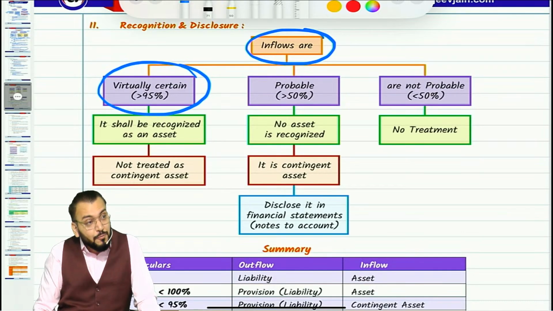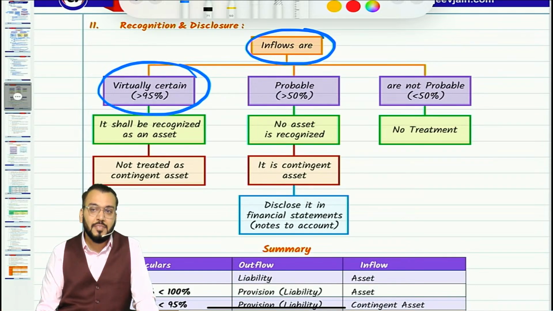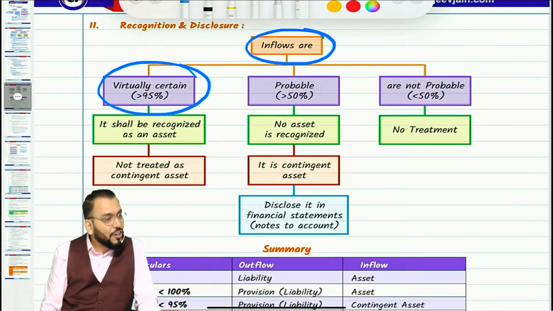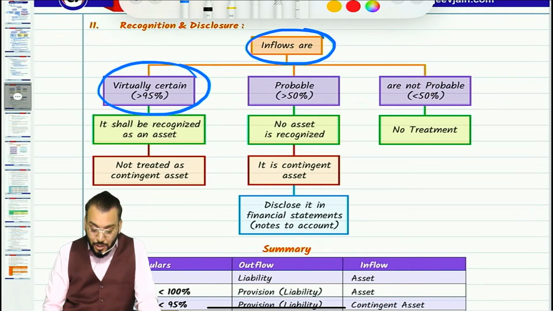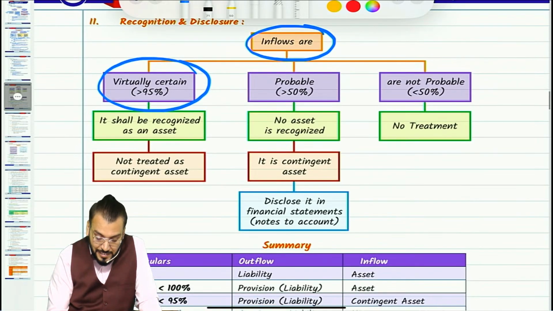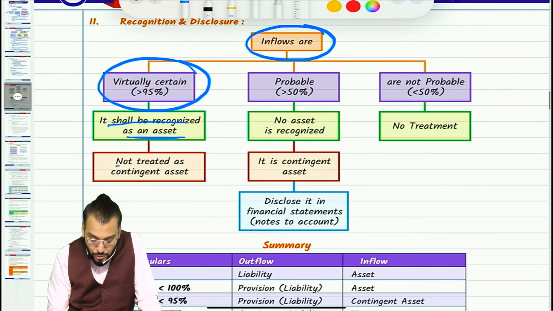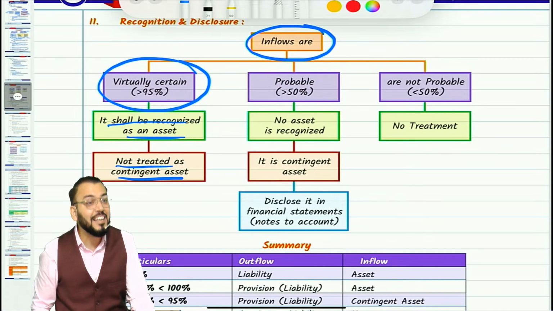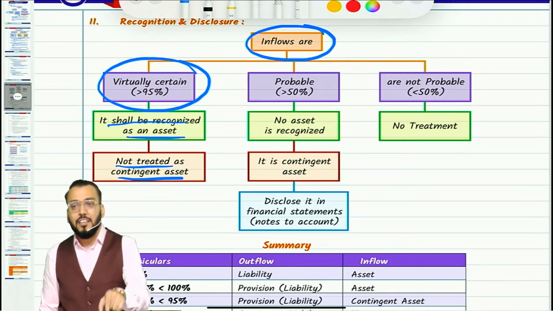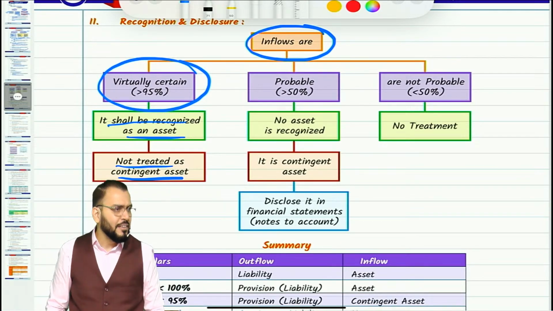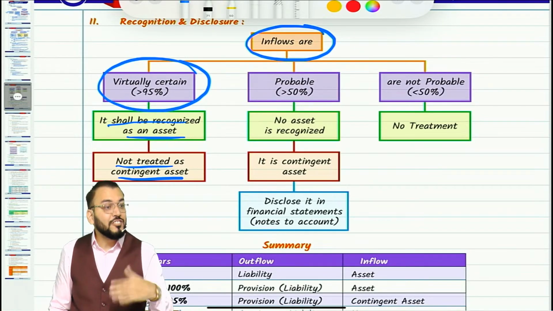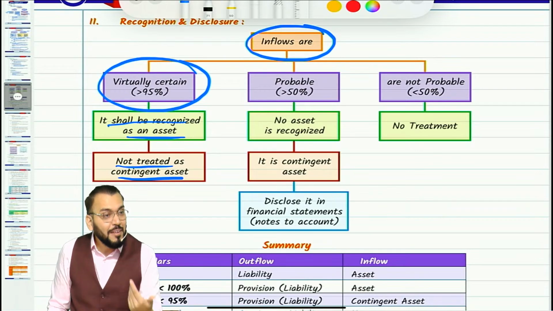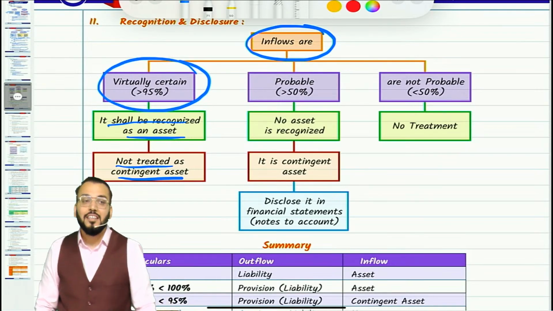When inflows are virtually certain, then it is not a contingent asset. Then it is what? Asset, and recognize it. So if inflows are virtually certain, it shall be recognized as an asset, not treated as contingent asset. And when I am saying asset, then recognize it, pass a journal entry. Virtually certain. Have you understood? When chances are more than 95%.